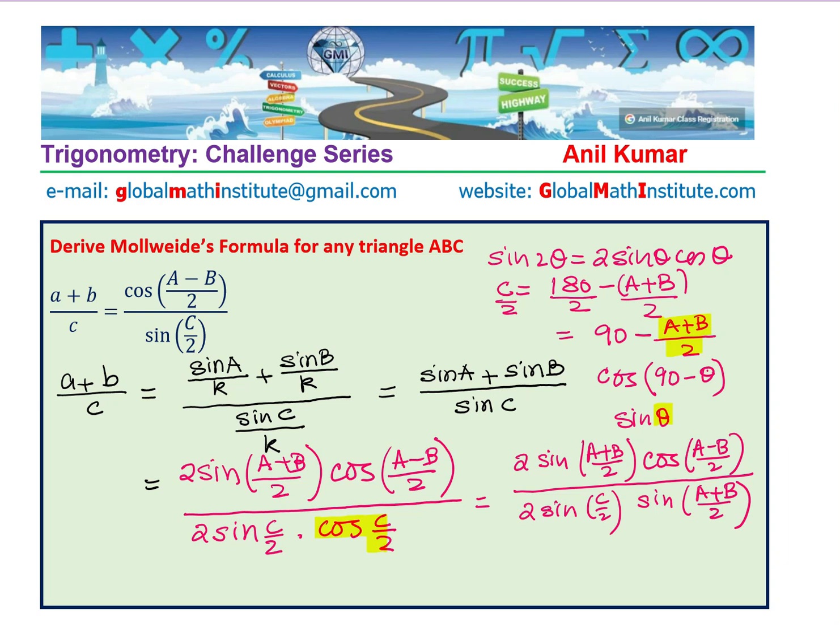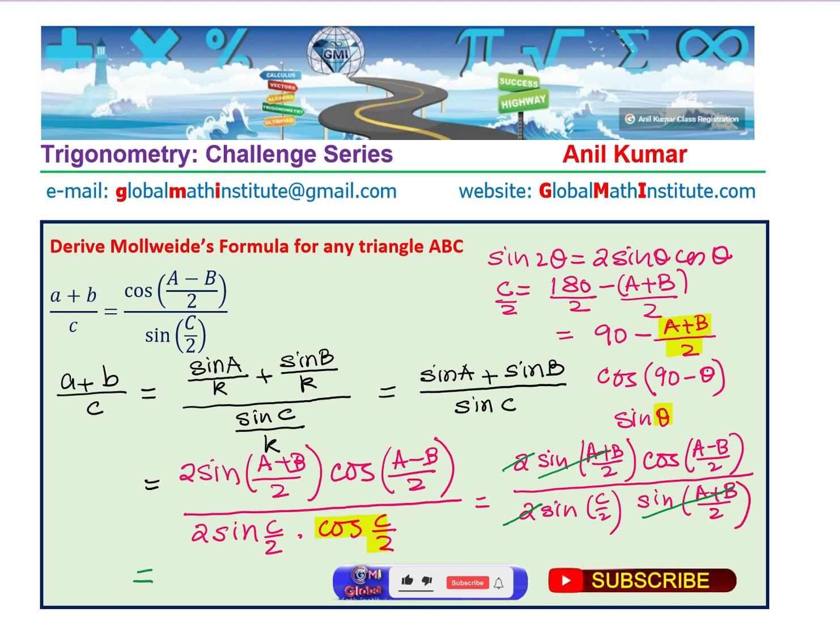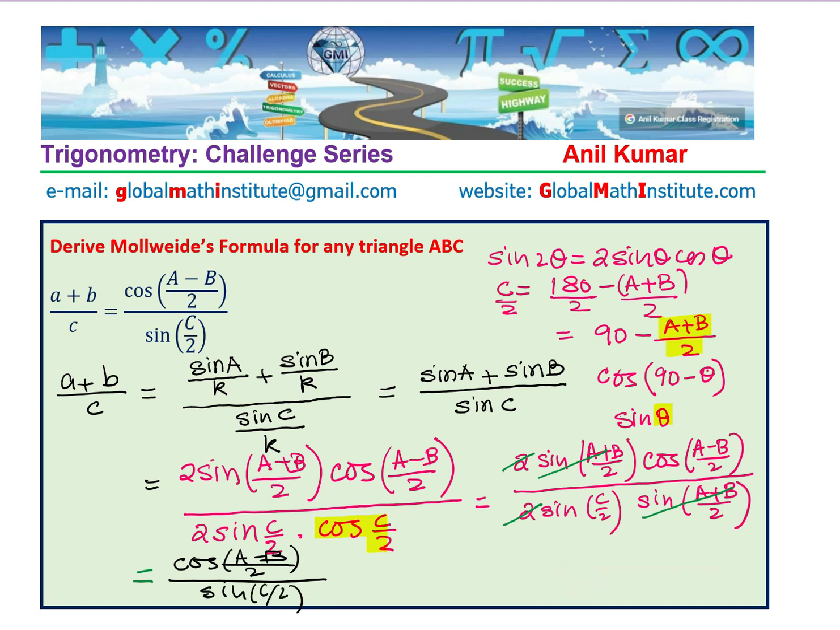Perfect. So now from here, you can cancel sine of A plus B by 2 and also the number 2 in both numerator and denominator to get your result, which is cos of A minus B by 2 over sine of C by 2. You get the whole idea, right? So that is how we derive this particular formula. I hope the steps are absolutely clear.